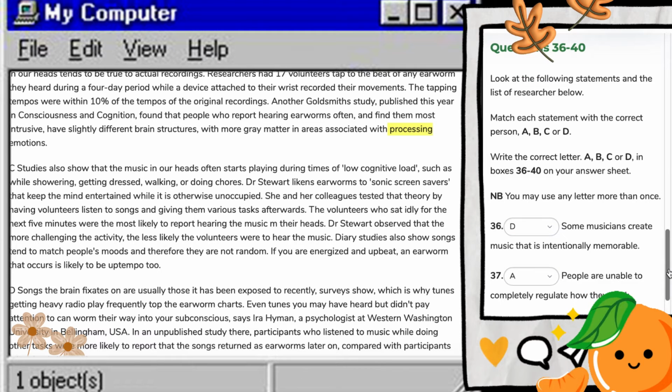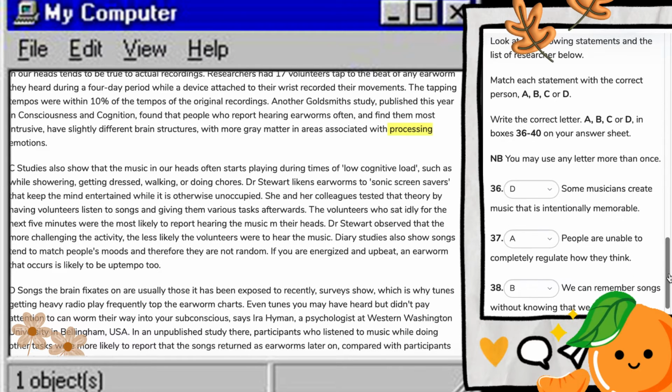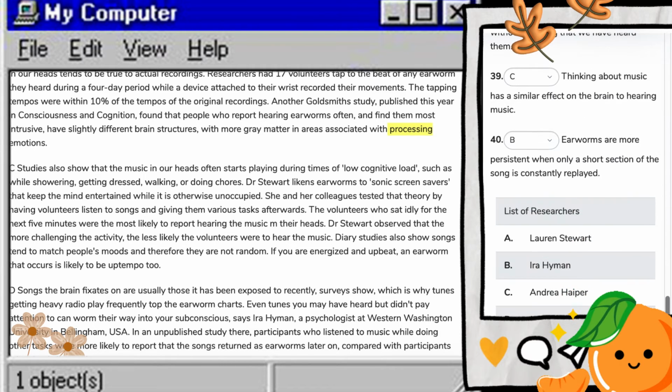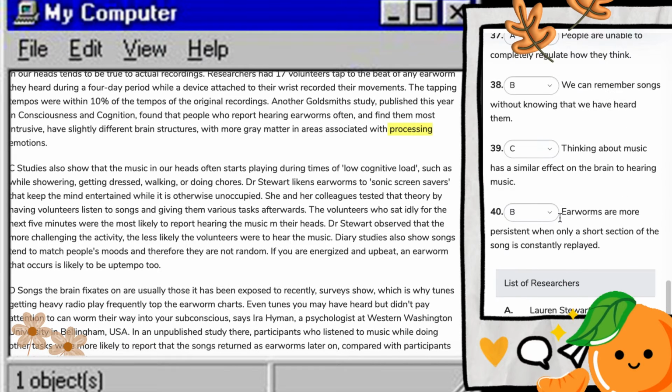Looking at the following statements and the list of researchers below, match each statement with the correct person. Write the correct letter A, B, C, D in boxes 36 to 40 on your answer sheet. You may use any letter more than once. List of researchers: Lauren Stewart, Ira Hyman, I don't know.